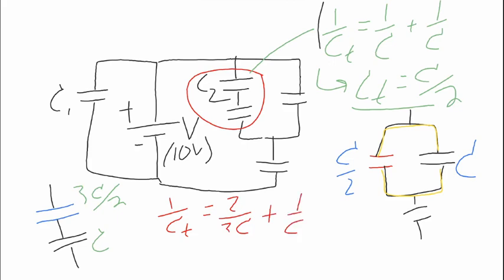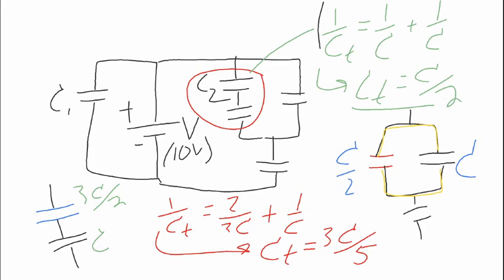So 2/3C plus 1/C is going to give you 5/3C, which is 3C/5 when we reciprocate it. So our C total is 3C/5.